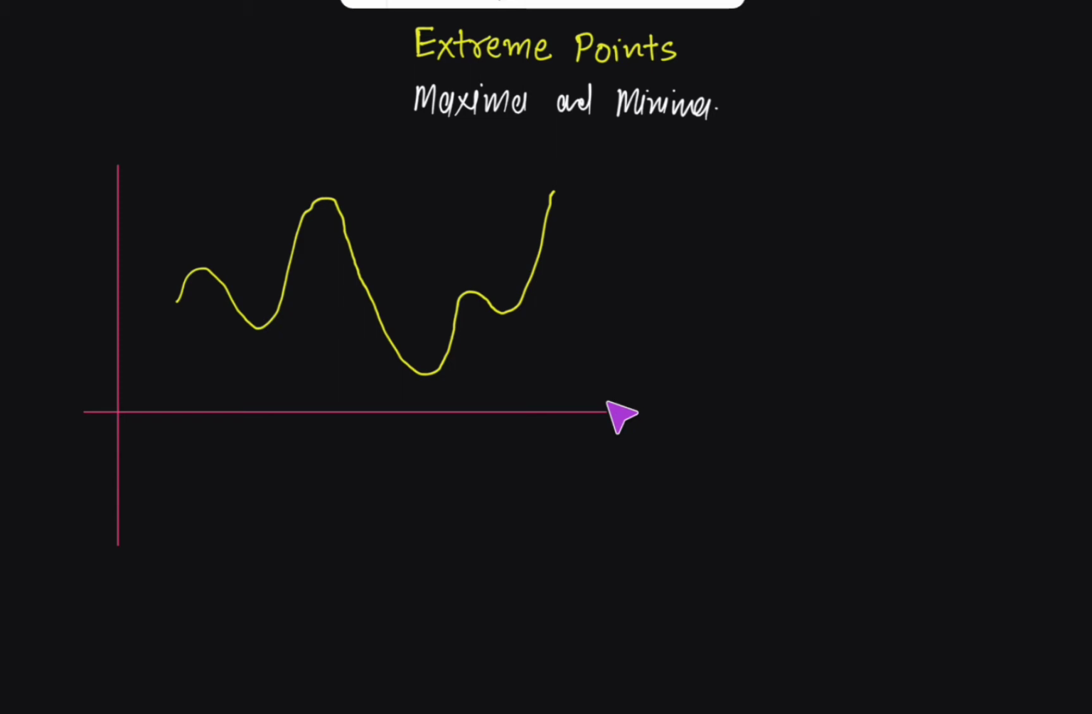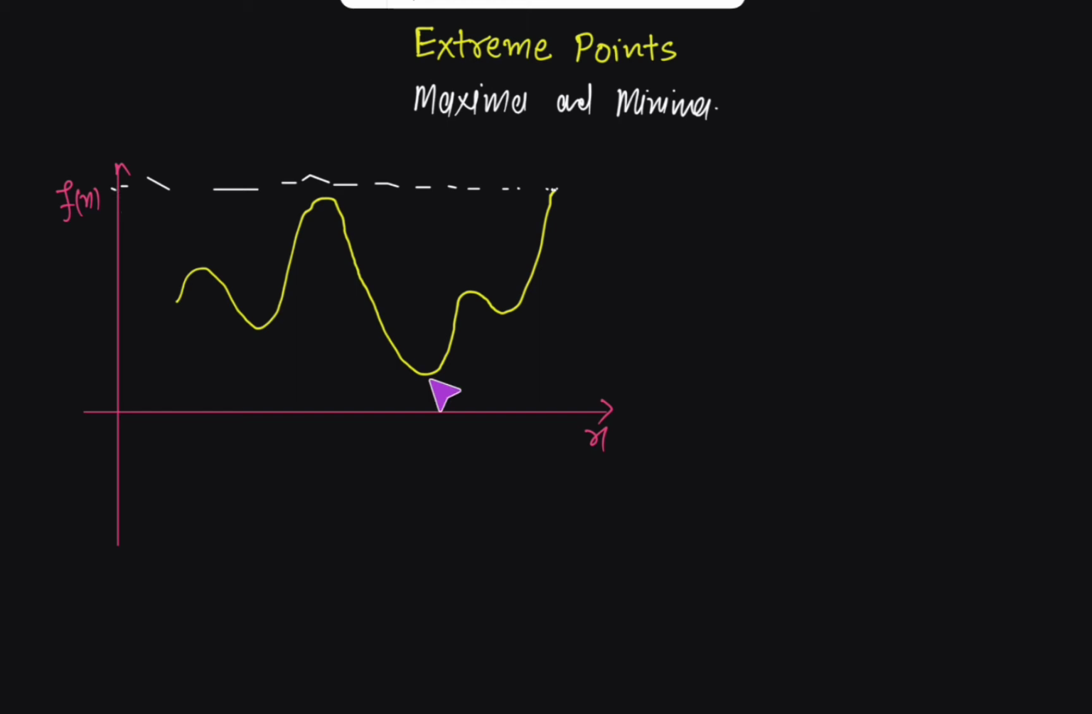Suppose this is a function whose graph is represented in x and y axis. Here the x-axis is representing the domain for which the function is defined, and the y-axis the value of the function. As the name of the topic suggests, maxima and minima. First of all, we have to find out the maximum and minimum value for this function. As we can see, over this range of x, the function has achieved a maximum value somewhere here.